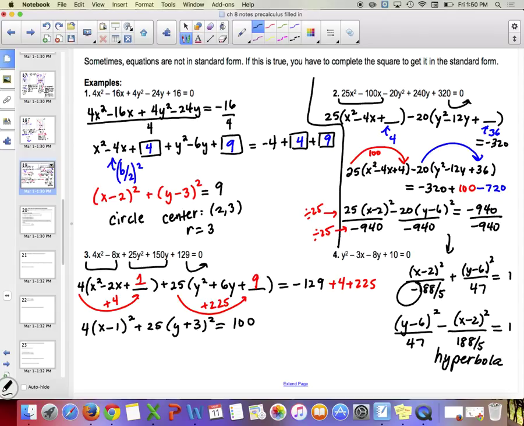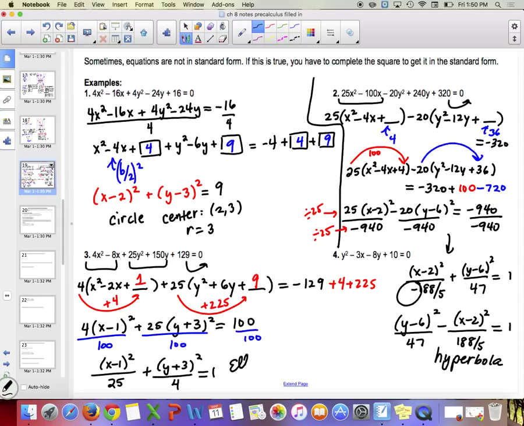All right, so we want it to equal 1. Do you guys see it's not a circle because of the 4 and the 25? Not a circle. So we want it equal to 1, so we're going to divide every single thing by 100. And we reduce. So what this becomes is x minus 1 squared over what? 25, because the 4 over 100 reduces to 1 over 25. And then we have y plus 3 squared over 4 equals 1.